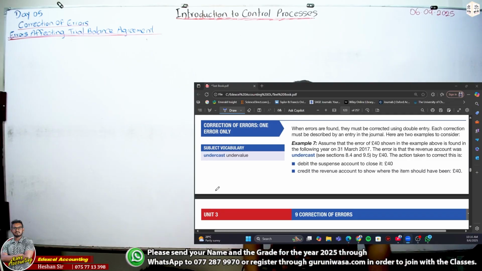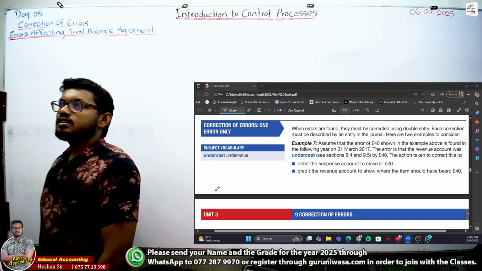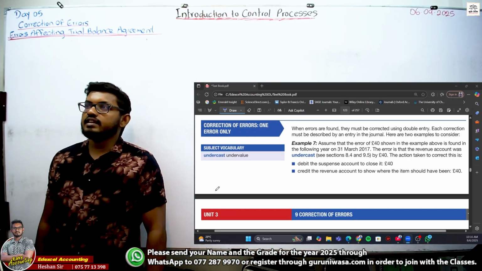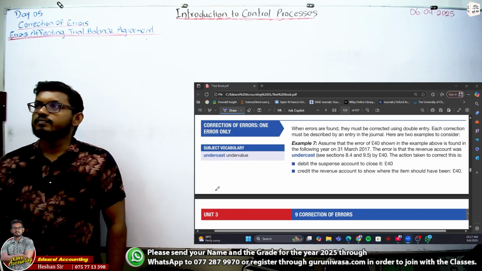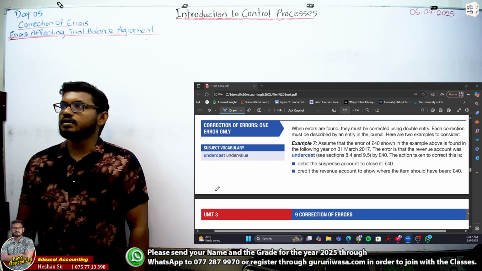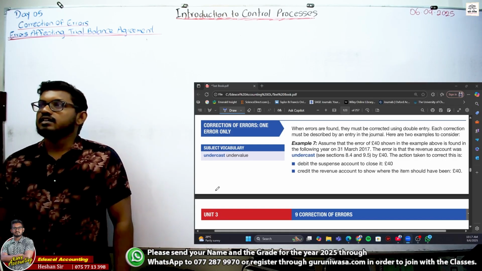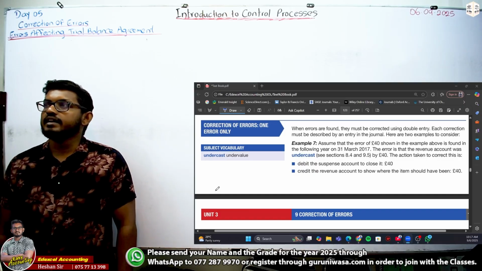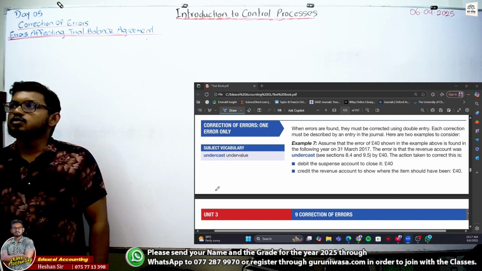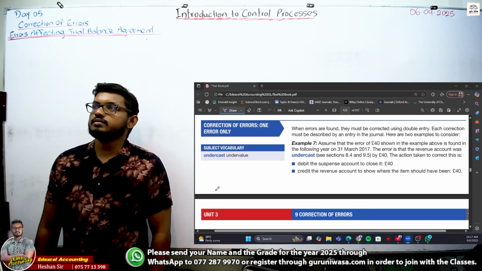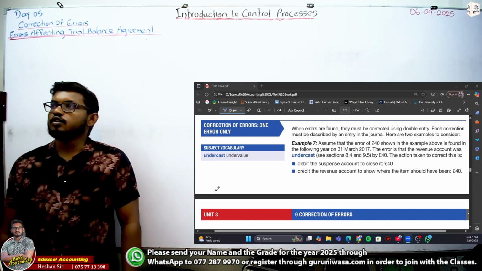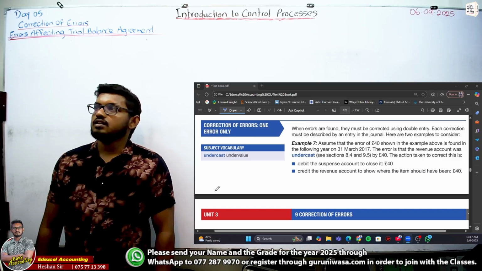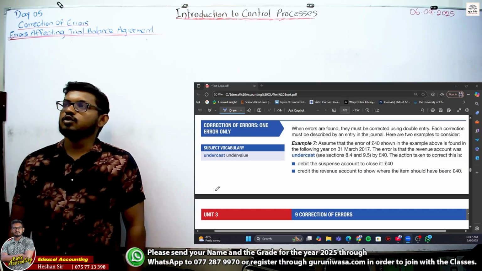Correction of errors, one error only. When errors are found, they must be corrected using double entries. Each correction must be described by an entry in the journal. Here are two examples to consider. Example number one: assume that the error of 40 shown in the example above is found in the following year.